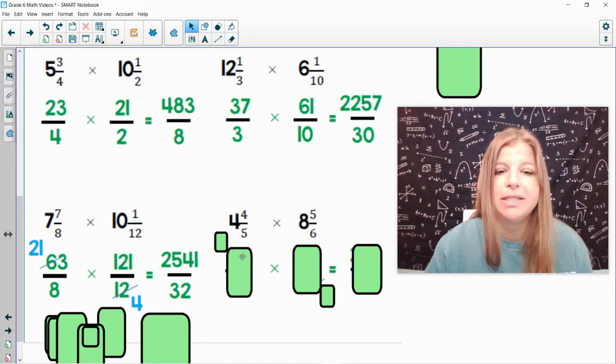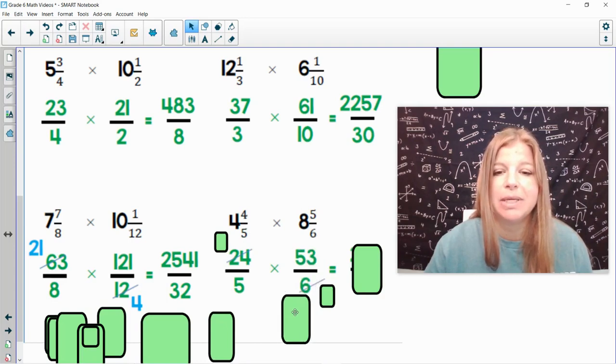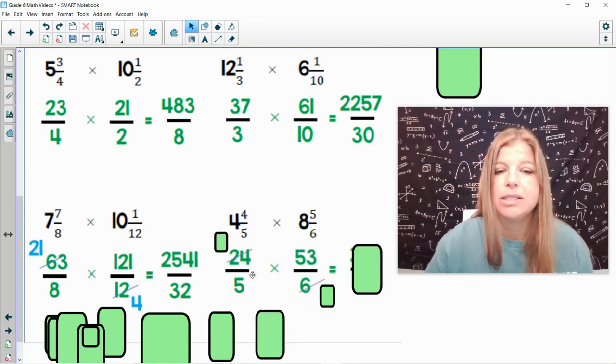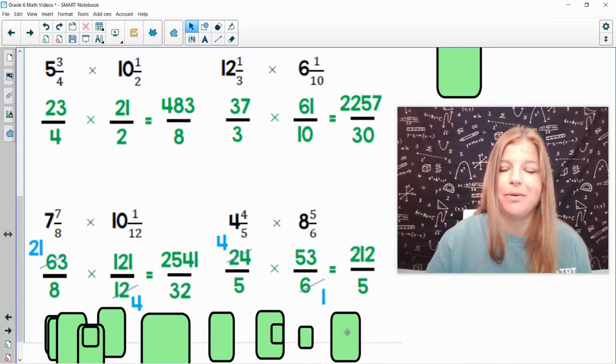4 and 4/5 becomes 24/5. 8 and 5/6 becomes 53/6. Simplify 24 and 6 by 6 to get 4 over 1. And then we are left with 212 over 5.